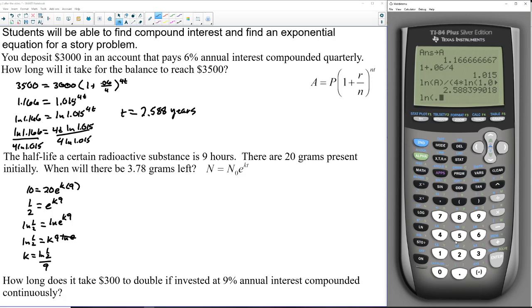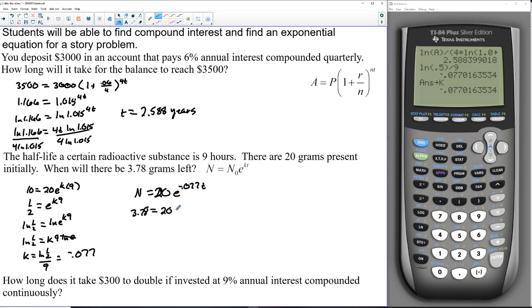So natural log of 0.5. Now we're going to divide that by 9, and let's store that into k, since it is k. That's equal to negative 0.077. Now N is equal to N naught, which is the initial value, 20, e to the negative 0.077t. When will there be 3.78 grams left? That's equal to 20 e to the negative 0.077t.